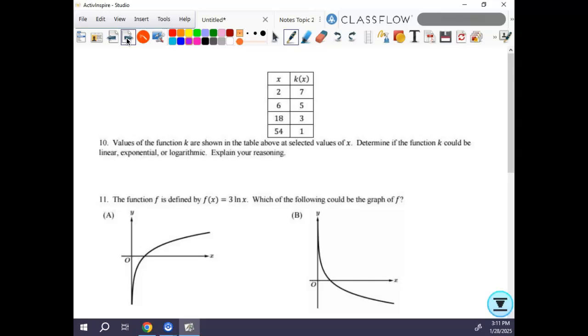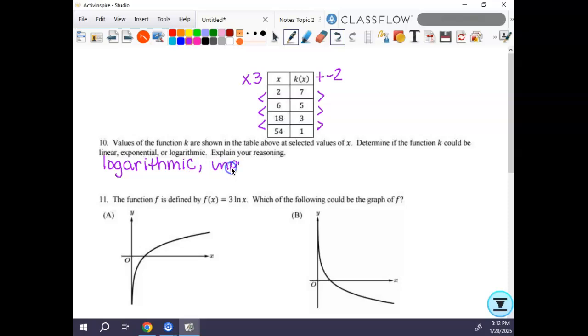When I look at k of x, the right-hand side here, I can see that each time I am adding a -2. Here, each time I am multiplying by 3. Okay, so since I have equal length output values and my input values are being multiplied, that means it would be logarithmic. So my answer is going to be logarithmic, and here's my reason.